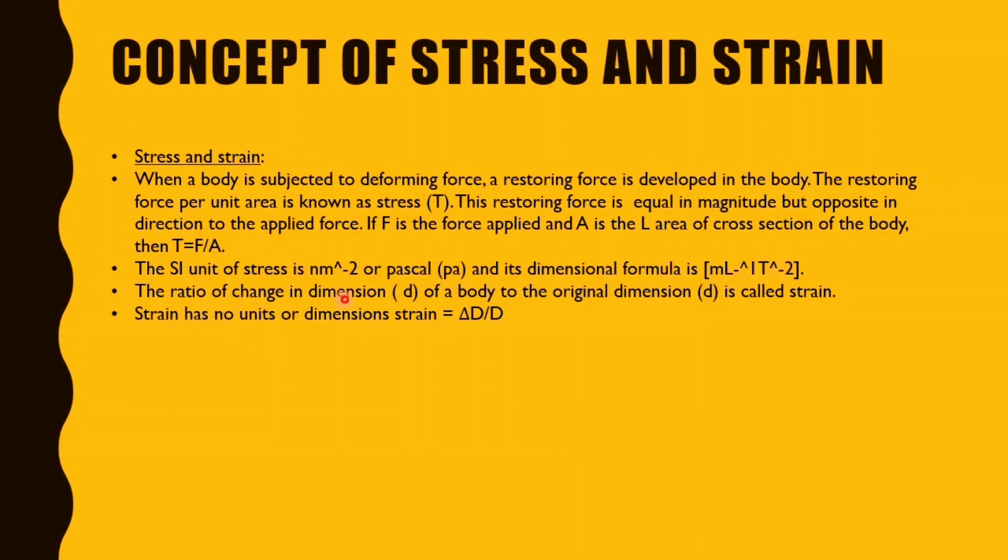The ratio of change in dimension of a body to the original dimension is called strain. That means strain is the ratio between the change in dimension and the original dimension. Strain has no units or dimension. Strain is equal to delta D by D, that is, the change in dimension by the original dimension.